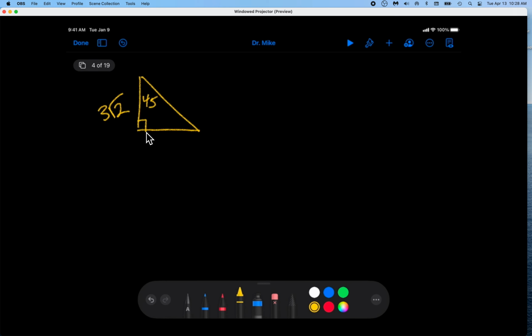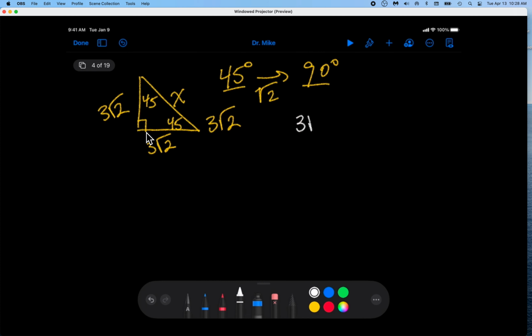45, 90, this has to be 45. This has to be 3 root 2 because they're both the same. So if they give us the 45 degree, we have to find the 90 degree. There's your conversion factor. Are we getting bigger or smaller? We're getting bigger. Therefore, we have to multiply these two.